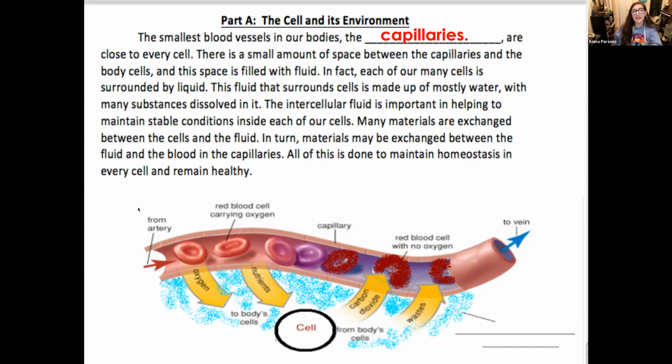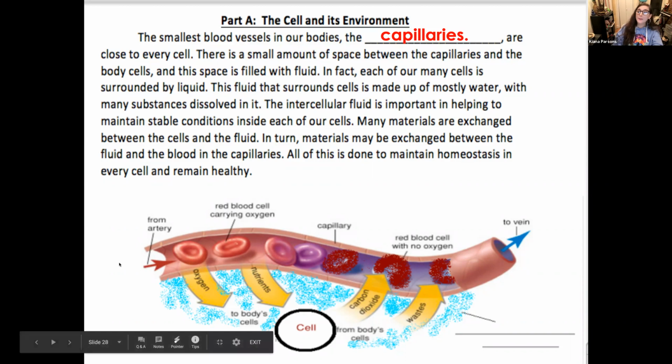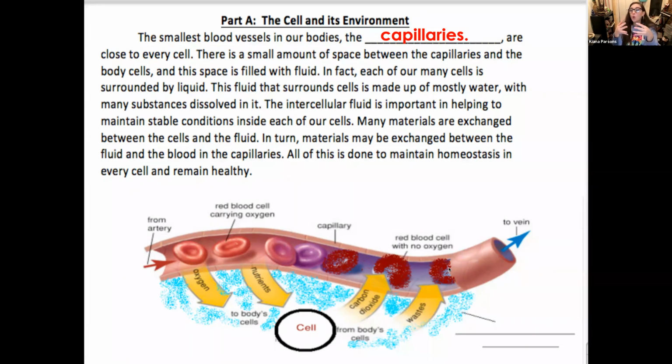And you can also see here on one end of the capillary, it is coming off of an artery, and on the other end of the capillary, it's traveling to a vein. So the capillaries are the only place in our bodies where the oxygenated and the deoxygenated blood mixes, and this again allows for the exchange of gases. And that is all we have to say about that.